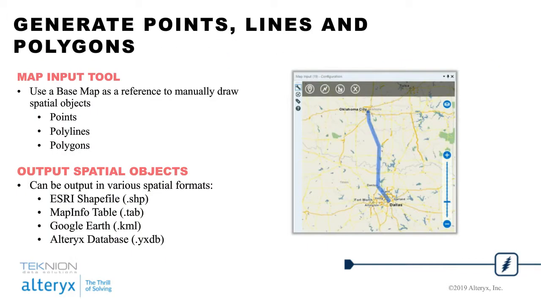You can also generate points, lines, and polygons with the map input tool. So this is a really useful tool. We'll actually digitize a line today and a polygon, and then you can output those in various spatial formats, such as an Esri or ESRI shapefile or .shp, MapInfo .tab file, Google Earth KMLs, and an Alteryx database or YXDB file, which also holds spatial object fields.